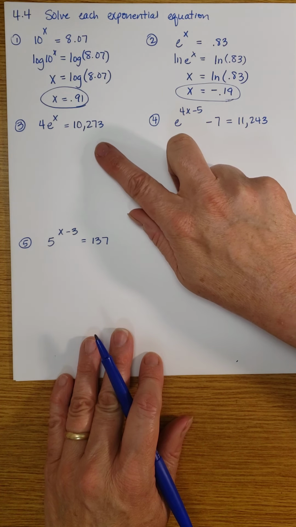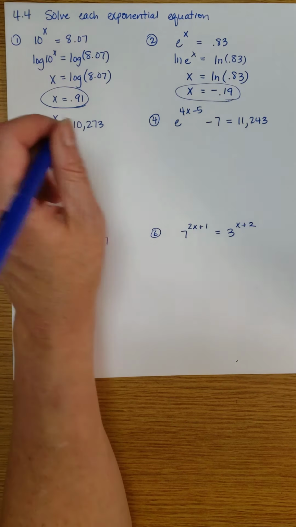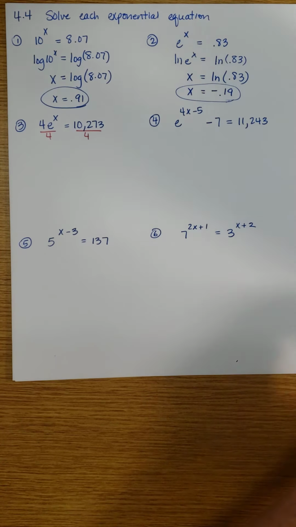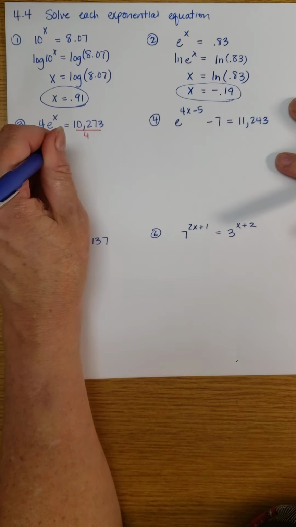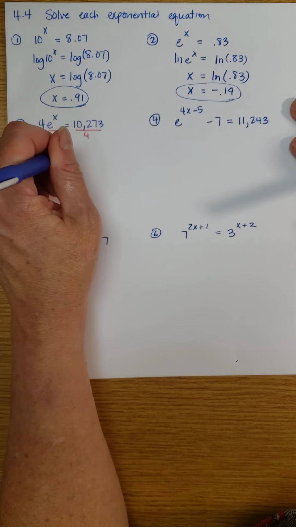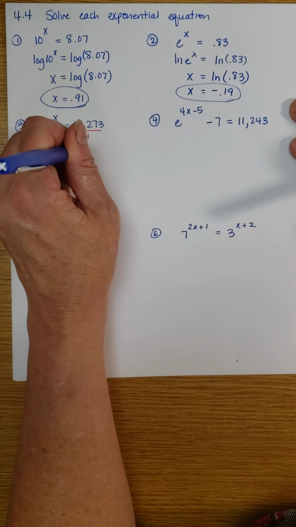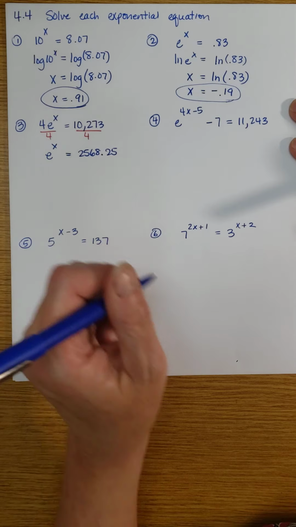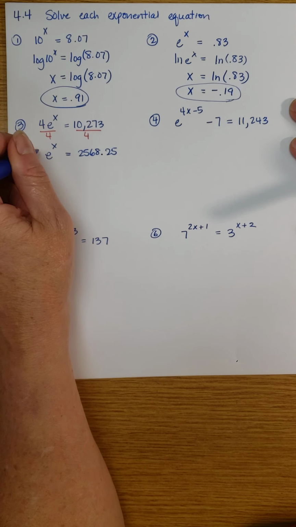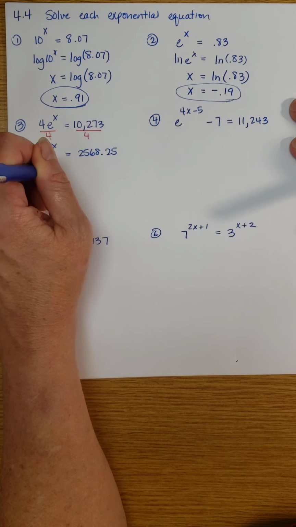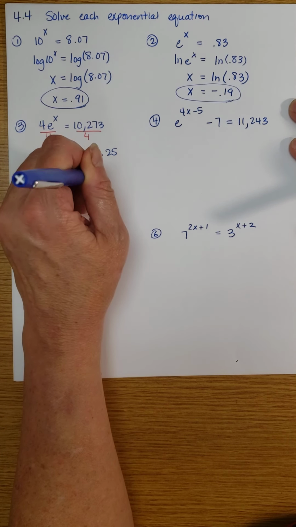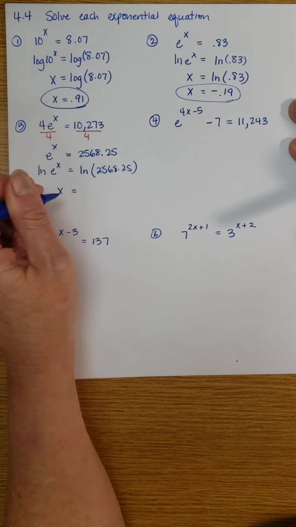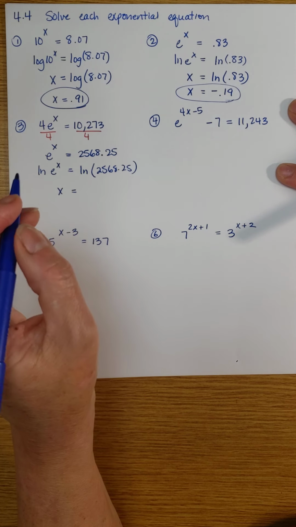Before I begin here, I need to divide both sides by 4. And so I have e to the x equals 2568.25. And now I take the natural log of both sides. And I get that x is equal to 7.85.